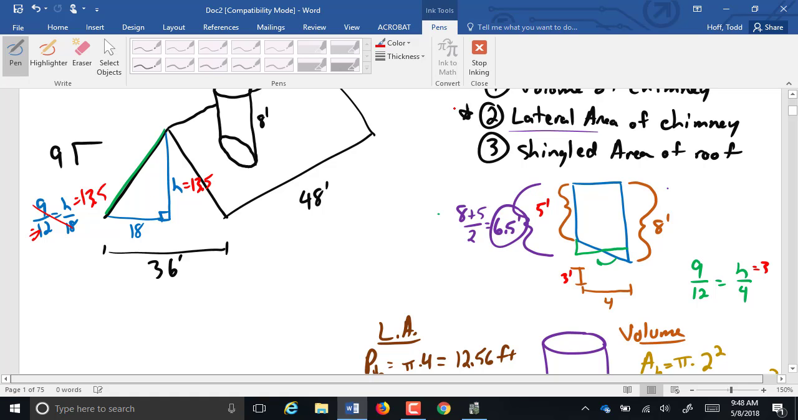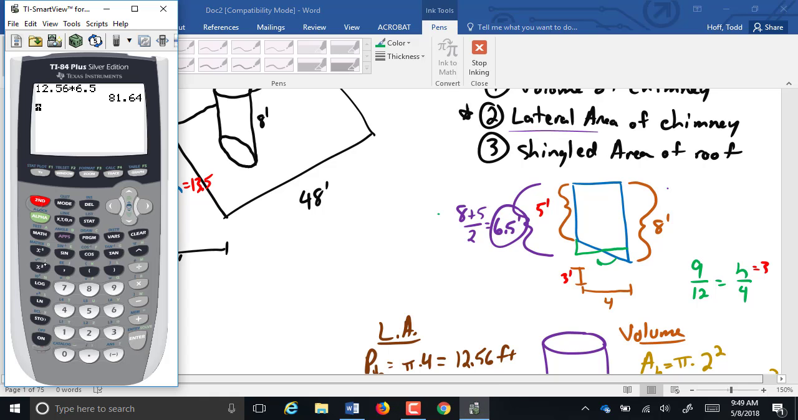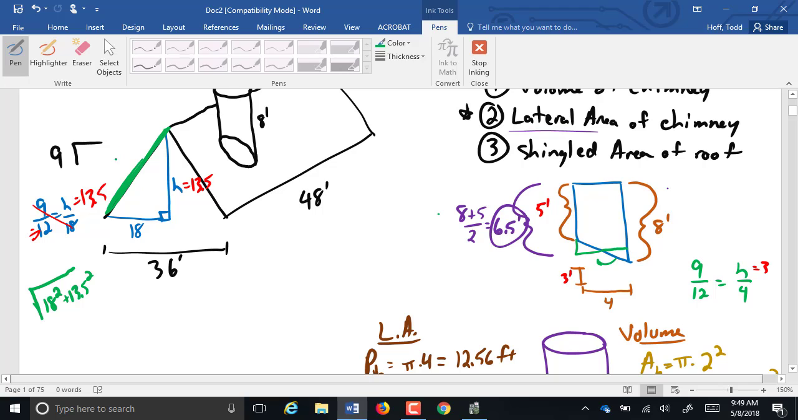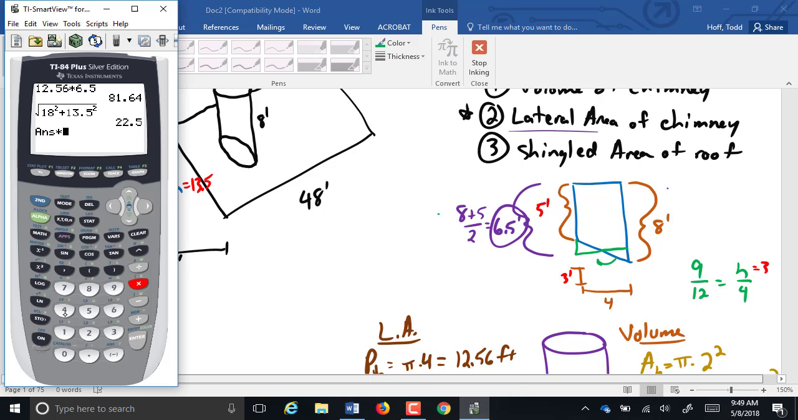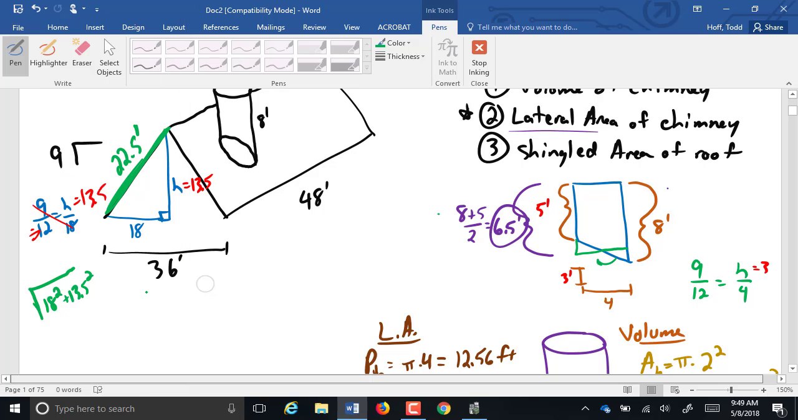So then we need to find this length by doing Pythagorean theorem, right? Square root of 18 squared plus 13.5 squared, 22.5. And then, of course, times 48 and times 2, right? Because it's 48 feet long and there's 2 sides. That gives us 2205 square feet.